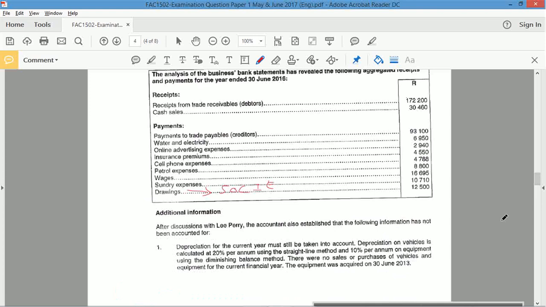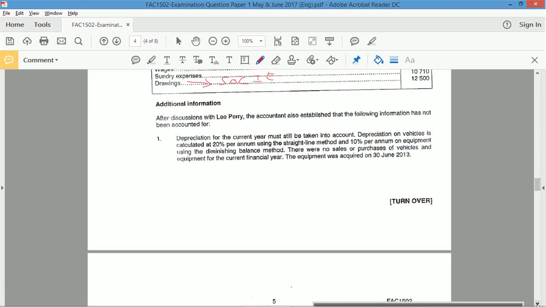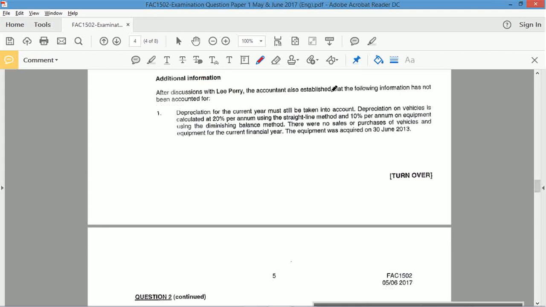Where do the adjustments start? Here. Additional information. After discussions with Perry, the accountant established that the following information has not been accounted for. Fine. So we need to provide for it. Do you agree? Yes. Number one, depreciation for the current year must still be taken into account.